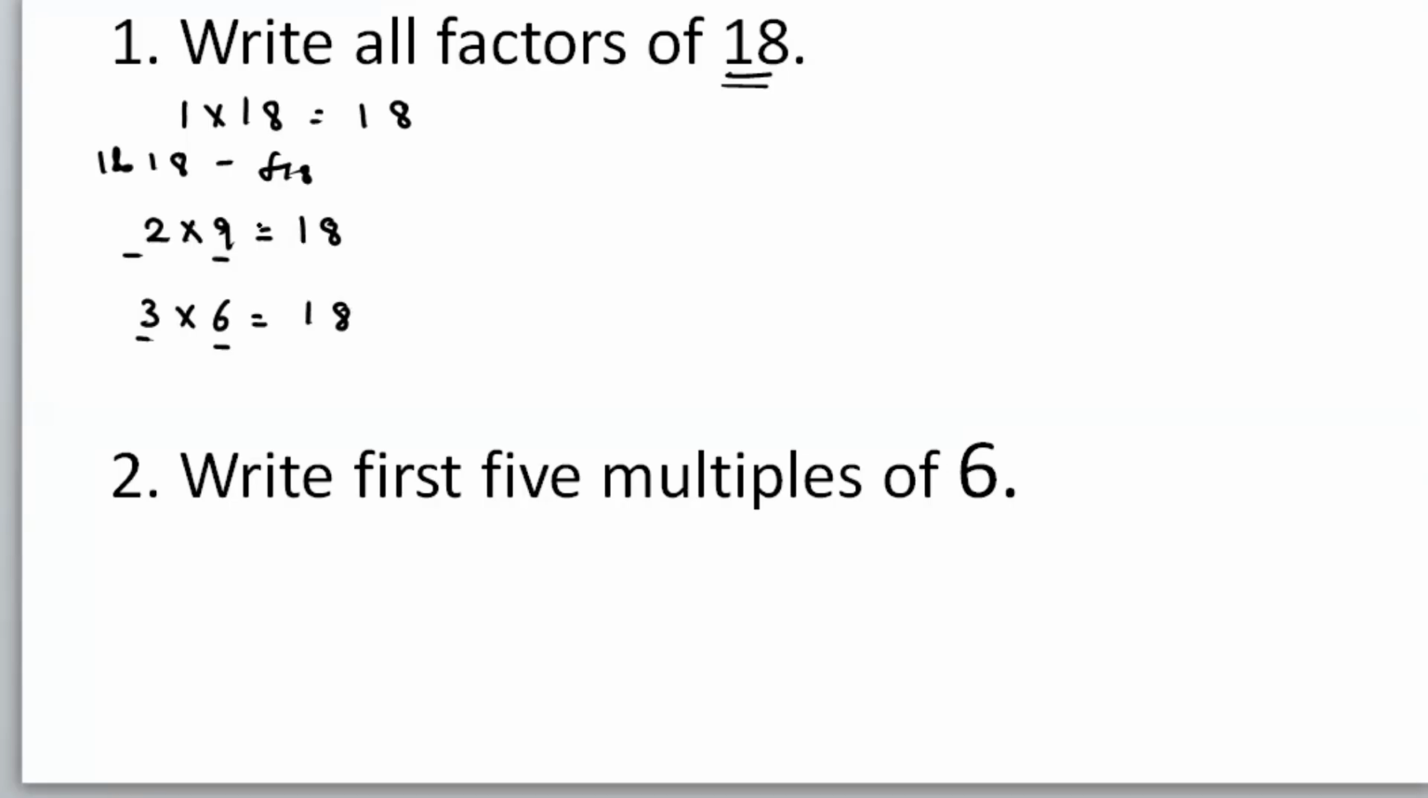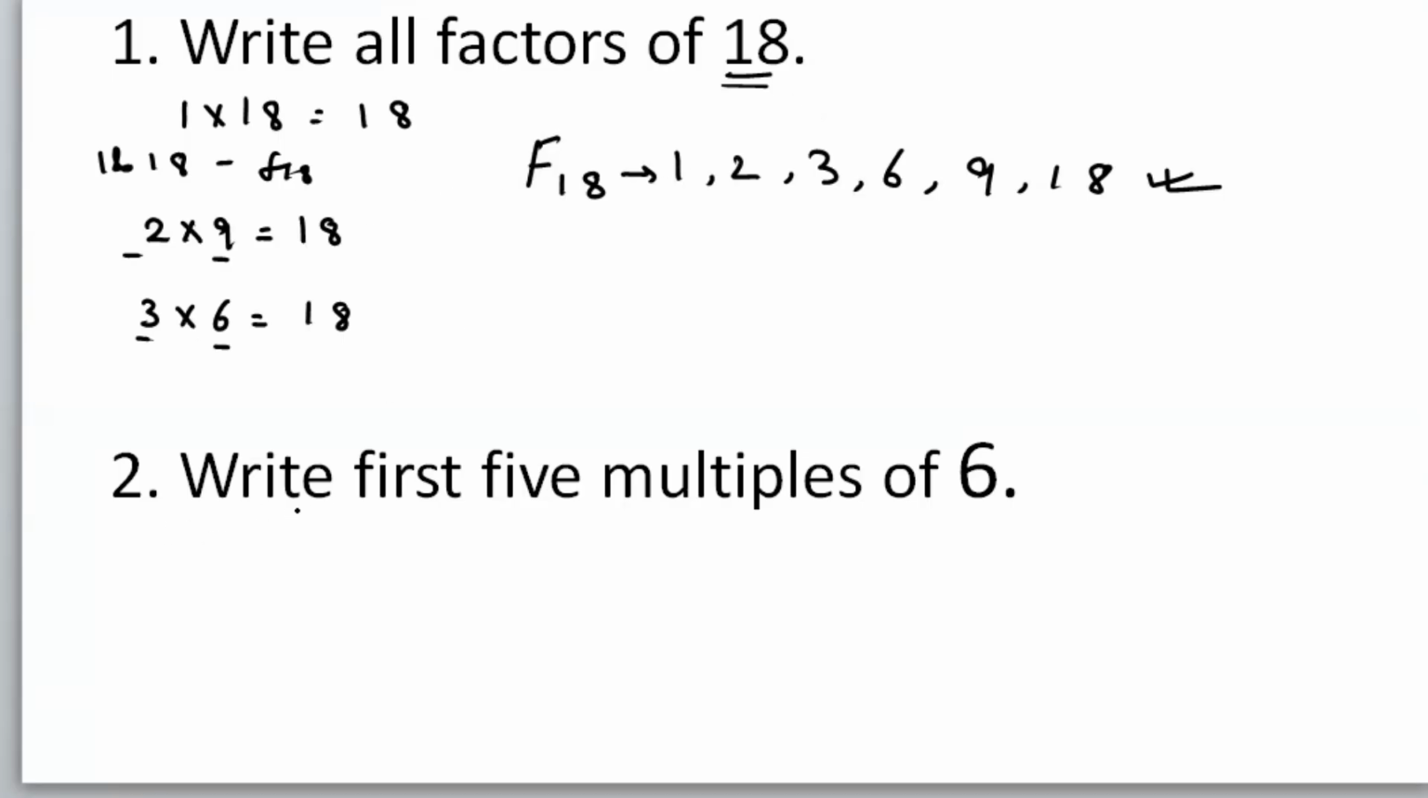So now we got all the factors. Now we have to arrange them from smallest to greatest. So what are the factors of 18? 1, then 2, 3, 6, 9, and 18. These are the factors of 18. Understand how we find the factors of 18 here? Now let's go to question number 2.